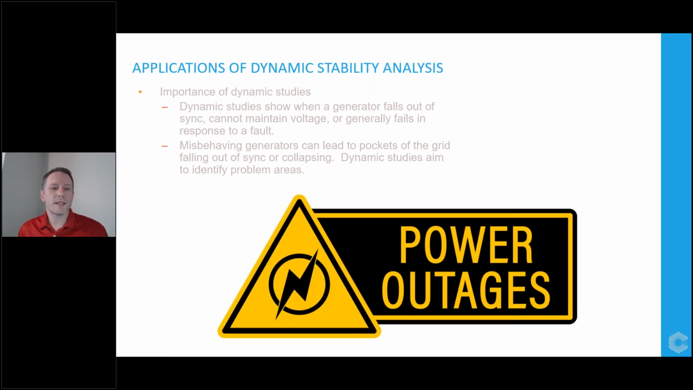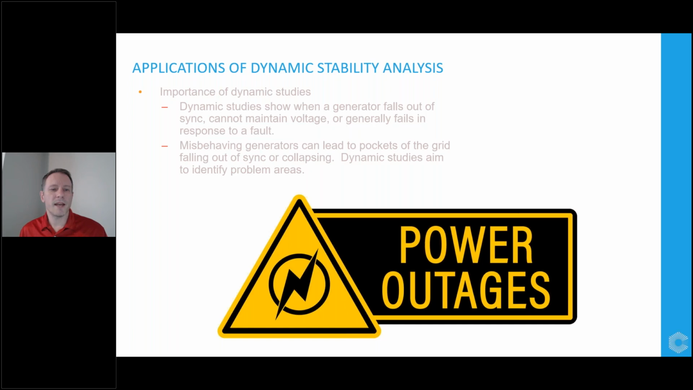So some of the reasons they run this is that if a generator falls out of sync or can't maintain voltage or can't help bring voltage back up, it can cause a problem with the overall system. Usually, unless it's a large generator, the rest of the system can fix it, but they don't want any generators fighting against the rest. So they want everything to be able to fix it if they can.